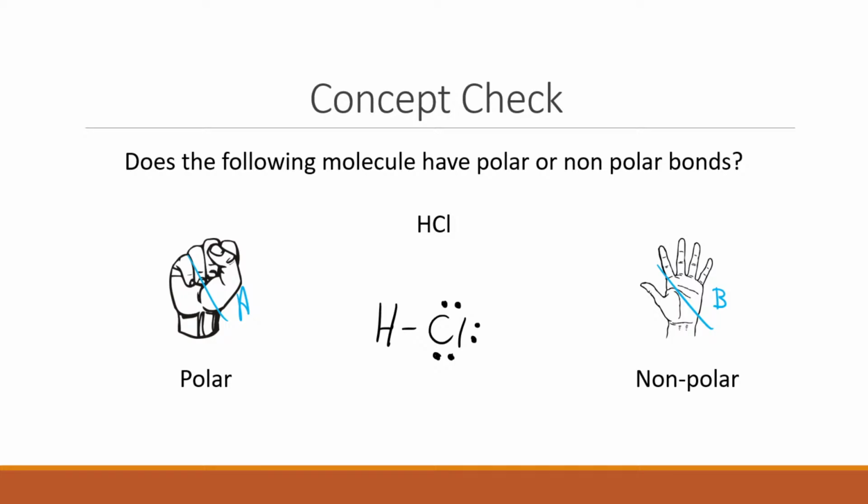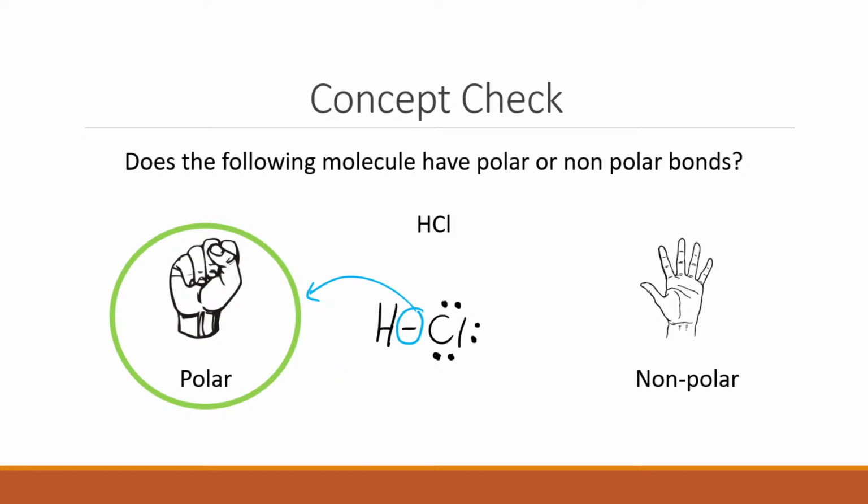Wonderful. We know that this is a polar bond because H and Cl are not the same thing. So that's how we tell the difference between polar bonds and nonpolar bonds. Now let's take a look at molecules. Let's zoom out and talk about the molecule as a whole and how we can tell if that is polar or nonpolar.